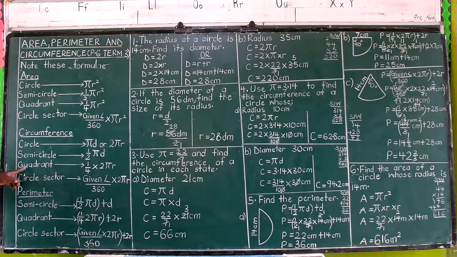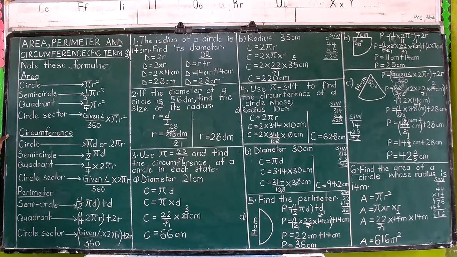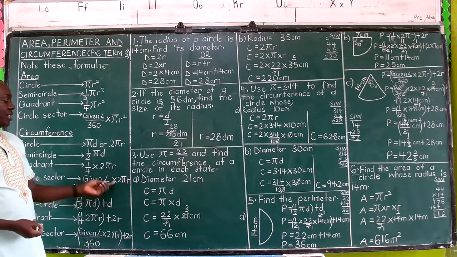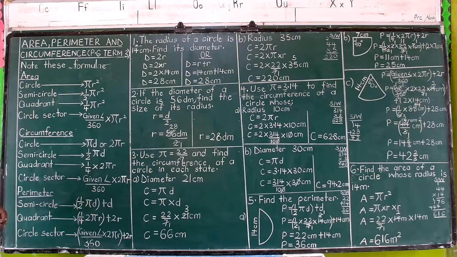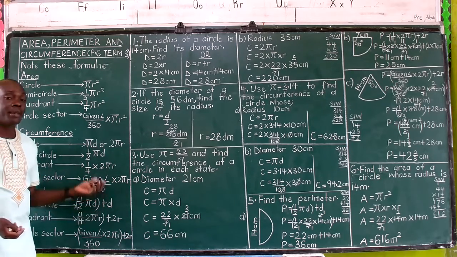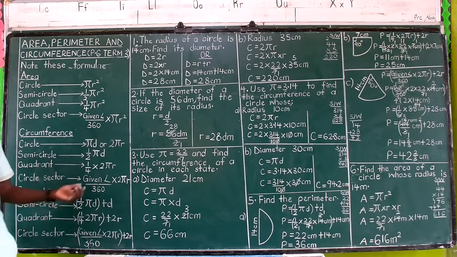So then we go. Circumference of a quadrant equals a quarter times 2 pi r. A quarter of 2 pi r. So that is the way. So then other circle sectors, that is circumference of a circle sector equals given angle out of 360 times 2 pi r. At another level that is higher than P6, they will say theta. Theta out of 360 times 2 pi r. But here, lower level, primary will say given angle out of 360 times 2 pi r.